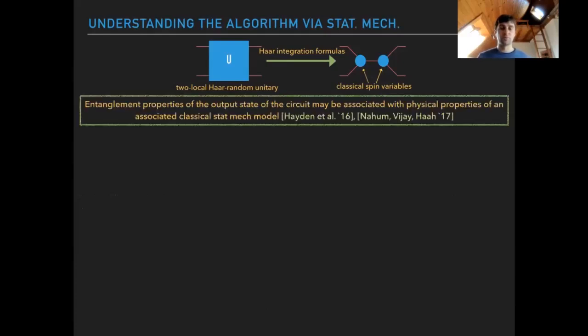So when we do this mapping for all of the unitaries in the original circuit, we end up with some classical statistical mechanical model. And the nice thing about this mapping is that certain entanglement properties of the original quantum circuit are directly related to physical properties of the associated classical stat-mech model.